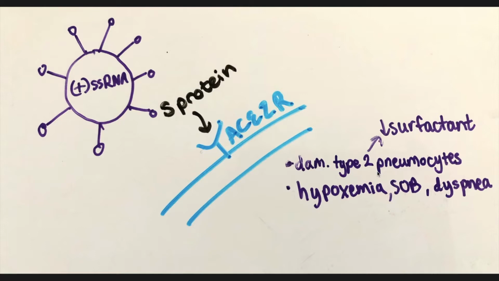This leads to damage to type 2 pneumocytes, a decrease in surfactant, hypoxemia, shortness of breath, and dyspnea. Now, this is interesting because there have been studies that have claimed that people with diabetes and people who are hypertensive have more ACE2 receptors if they're taking ARBs and ACE inhibitors. So it's almost as if the ACE2 receptor is like an open chair or a throne for the coronavirus to sit on and then enter into the cell.